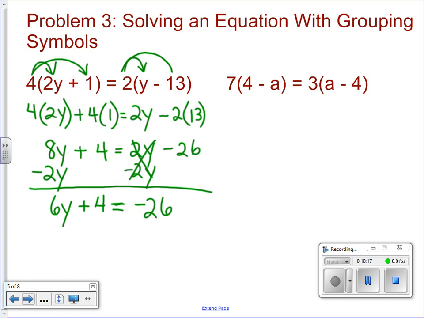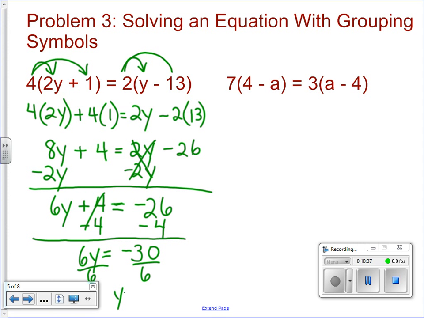Now, we have 2 steps left. We're going to undo the addition by subtracting 4 from each side. That leaves us with 6y equals negative 26 minus 4 is negative 30. And then divide by 6 to get y equals negative 5. And again, check your answer to make sure that it works in the original equation.